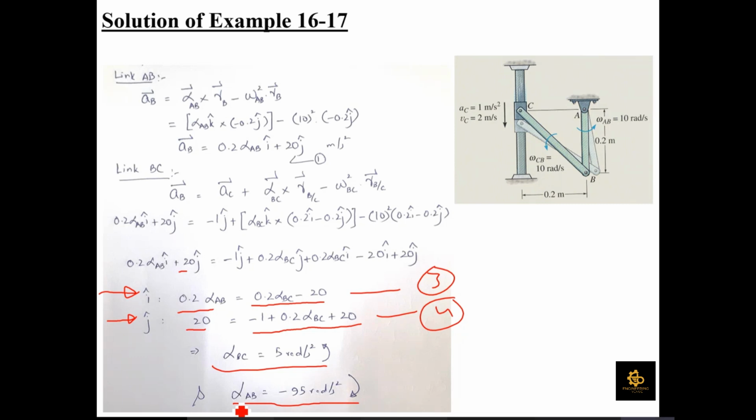Yes, we assumed initially alpha AB to be in a counterclockwise direction. This negative sign indicates that alpha AB is in fact in a clockwise direction. However, alpha BC comes out to be positive, which means that our assumption is correct, and alpha BC is along the counterclockwise direction. Is it clear to all of you? Any query which you want to ask regarding example 16-17?